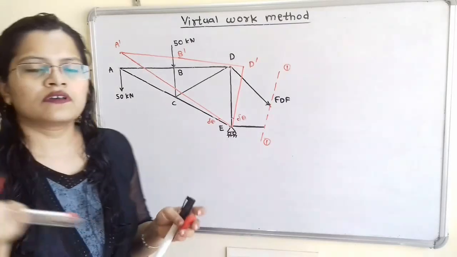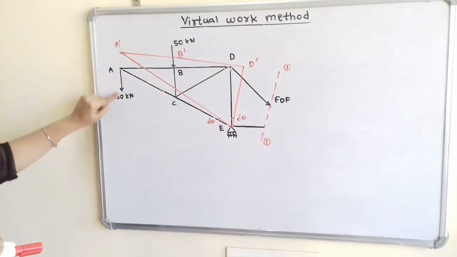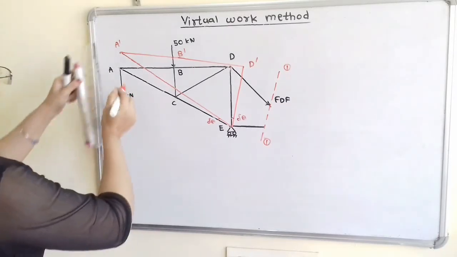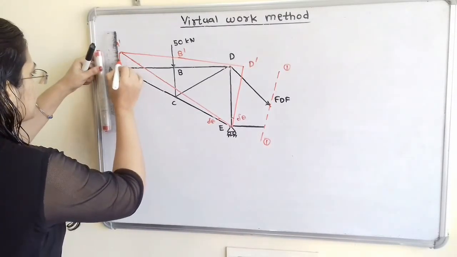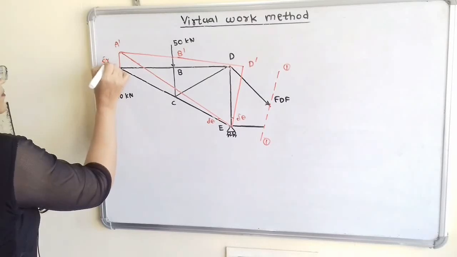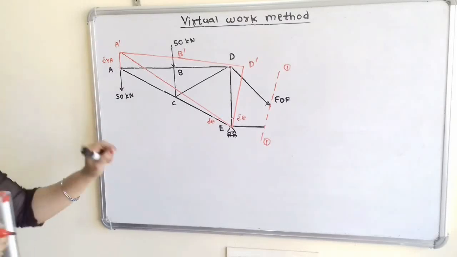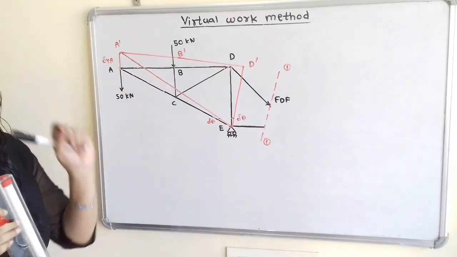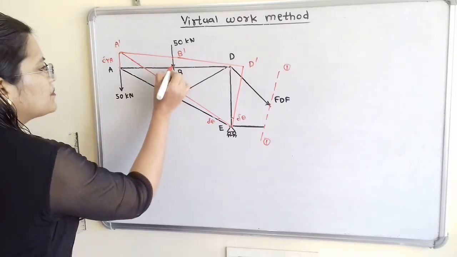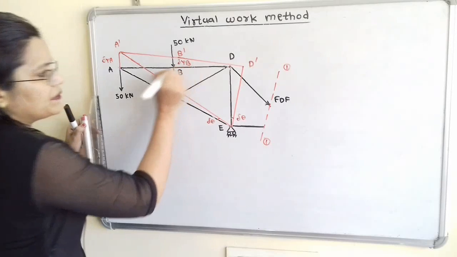Now if we observe the points where the different forces act, at point A a 50 kilonewton force acts in the downward direction, and the displacement of this point A is from A to A dash. So we will say it is delta YA, because it is in the vertical direction, so I have used Y here. Then next is point B, where a 50 kilonewton force acts in the downward direction. So here also there is a displacement from B to B dash. This displacement I will say is delta YB.